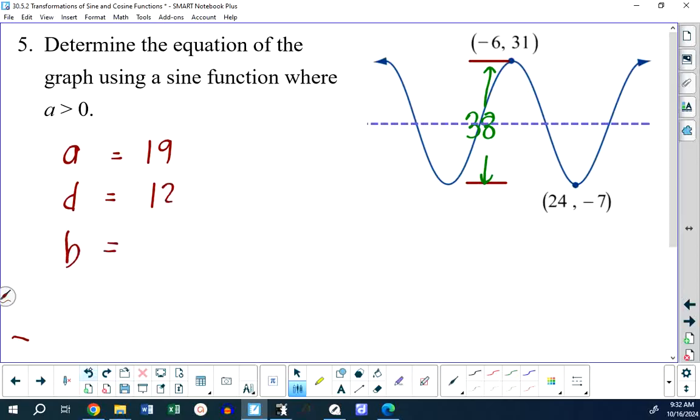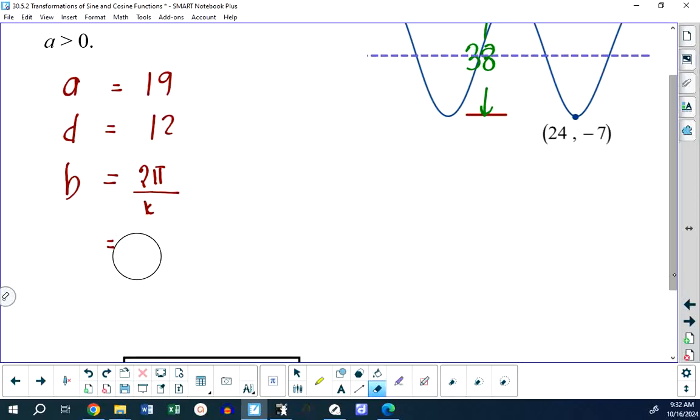b is the next simplest thing to find. It's not difficult, but it requires a little more work. b can be found by taking 2 pi divided by the period. So that will give us 2 pi divided by, well, what? What's the period?